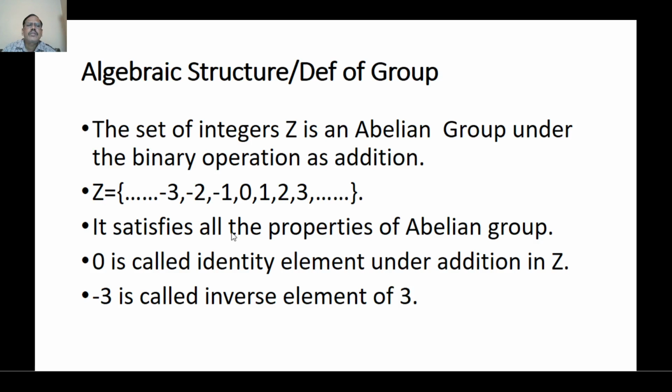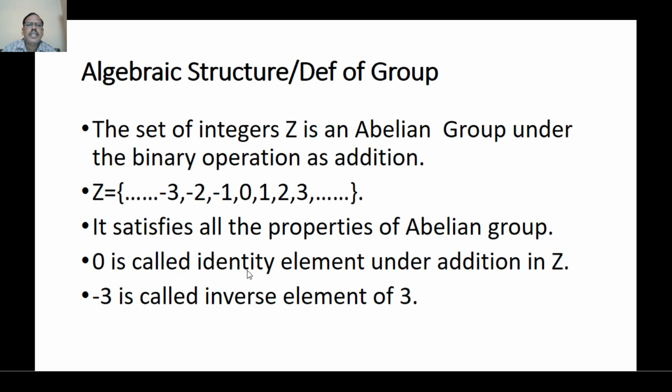One of the important elements is 0. It acts as the identity element in Z. If you take 1 plus 0 is 1, 2 plus 0 is 2, 3 plus 0 is 3, minus 1 plus 0 is minus 1, like that. So it acts as the identity element in the set of all integers.